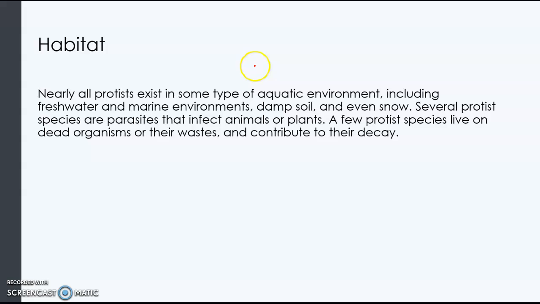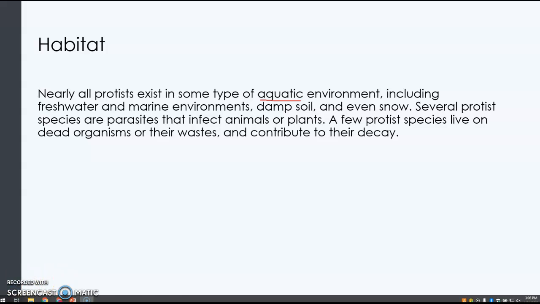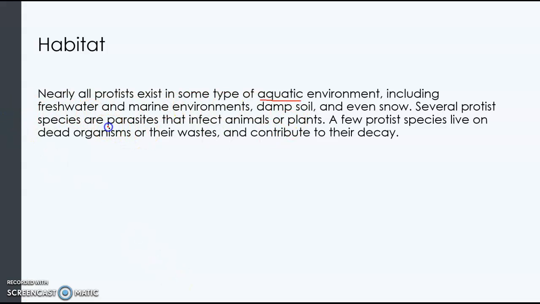Protists, almost all of them exist in the water. That can be freshwater, marine, damp soil, and even some of them can exist in snow. Then there are protists that are parasites. We know malaria, for example. Malaria is caused by a protozoan called Plasmodium. And then we also have saprobes, and that means that they live on the nutrients released by dead organisms, similar to fungi.